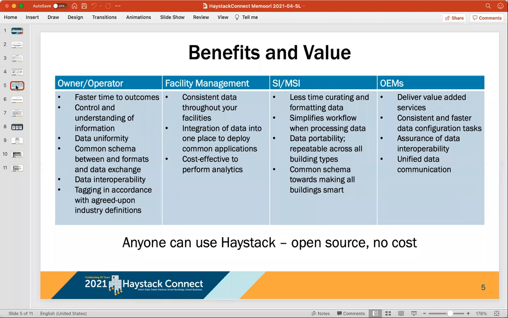cost-effective analytics. If you're an SI or MSI contractor, the last thing you want to do is spend more and more time on a project or a job. So taking advantage of Haystack methodology allows a system integrator to reduce their time on a job. And then especially now too, let's look at the equipment that goes into our buildings or delivers an IoT deployment solution.